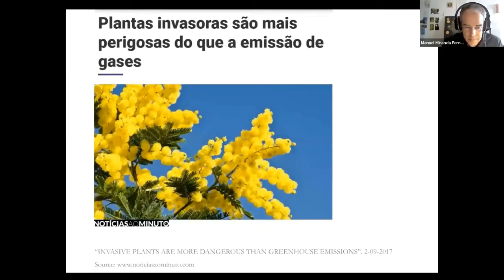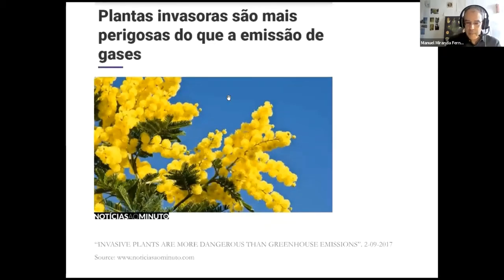We start with an article published in a Portuguese online newspaper stating that invasive plants are more dangerous than greenhouse emissions. I think that this article is illustrated with the flowering branches of silver wattle, Acacia dealbata, that is a plant that thrives in Portugal and other countries in the Mediterranean region.